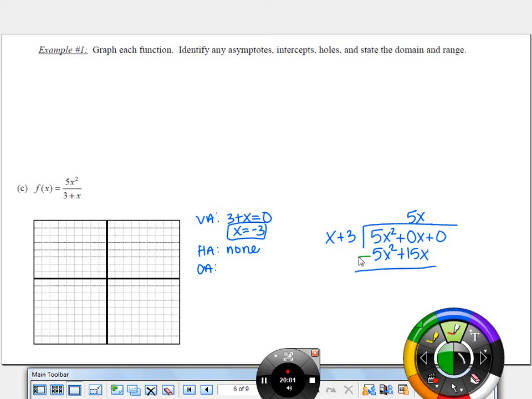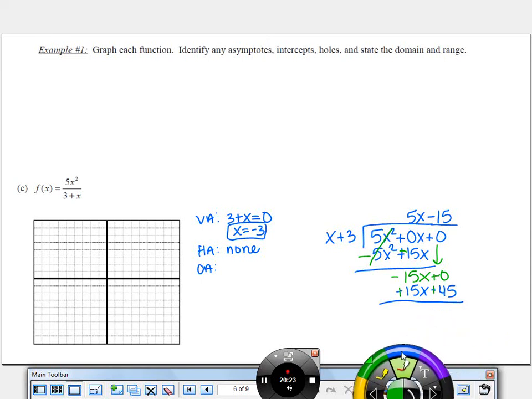If I subtract all of this, I get negative 15x, and if you want to write it, you have a plus 0. So then you're asking yourself, what times x would give us negative 15x, which is negative 15. So we get negative 15x minus 45. But again, we're subtracting all of that, so that just gives us a remainder of 45.